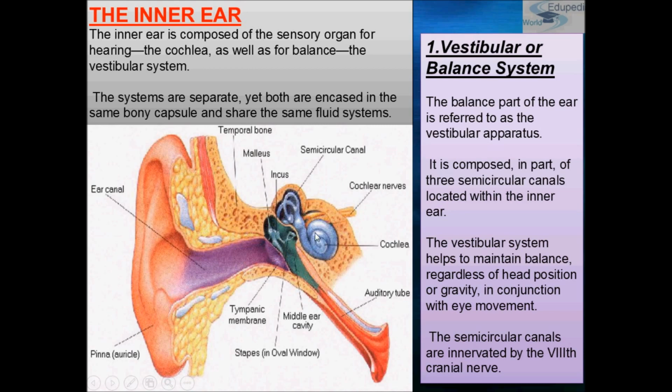Please note that the cochlea and vestibular system are separate, yet both are encased in the same bony capsules and they share the same fluid system. So first we'll study the vestibular or balance system. The balance part of the ear is referred to as the vestibular apparatus. It is composed in part of three semicircular canals which are located within the inner ear. These are semicircular canals.